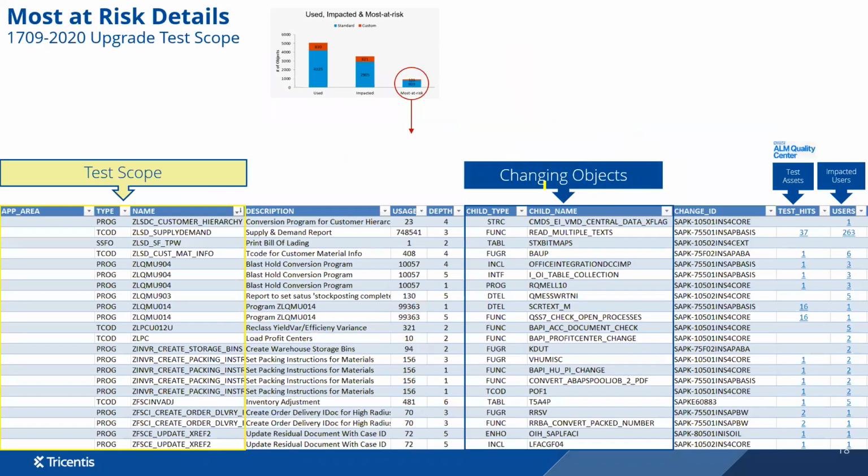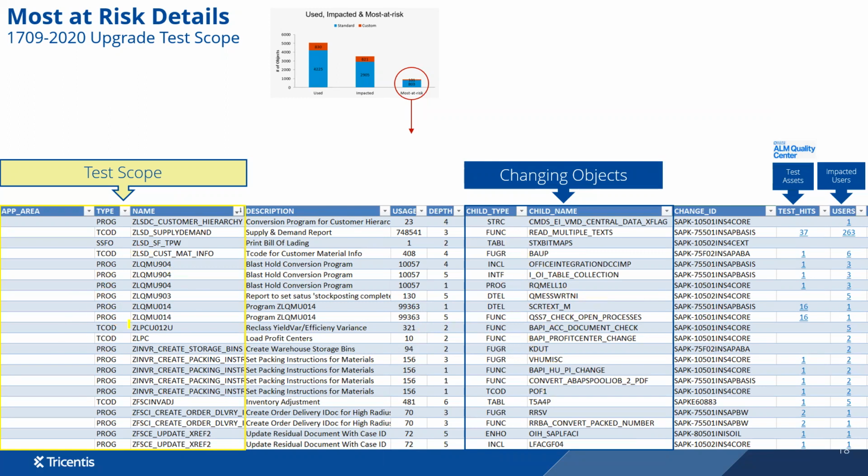And this is what the impact analysis drill down looks like. Over here, this is the test scope. These are the T codes and the programs that are going to be affected by the upgrade, and this is what you need to test. These are the changing objects coming in on the upgrade. SAP is changing all these structures, functions, tables, includes, and because of these changes, we're able to link it up to the programs or T codes that you're using in production today that are going to be affected.